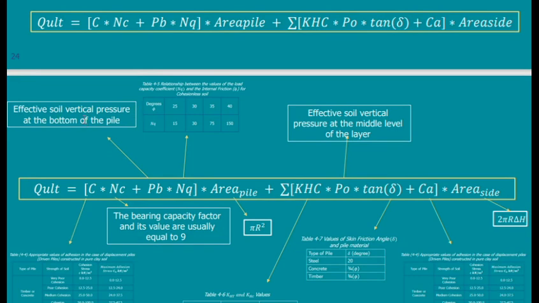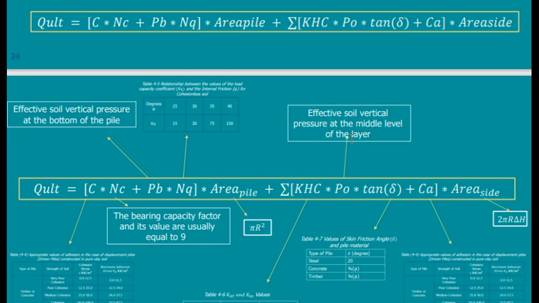You know now why it is at the bottom of the pile, because I'm concerned with the end bearing, and the end bearing is affected by all that is above. Here, P note is the effective soil vertical pressure at the middle level of the layer. So it's not the middle of the pile: if this is the bottom of the pile and this is the ground surface and it is one layer, then I will take this distance divided by 2, at the middle exactly.